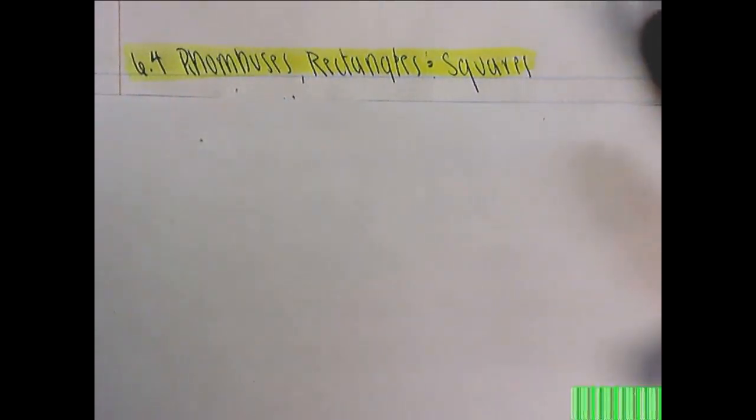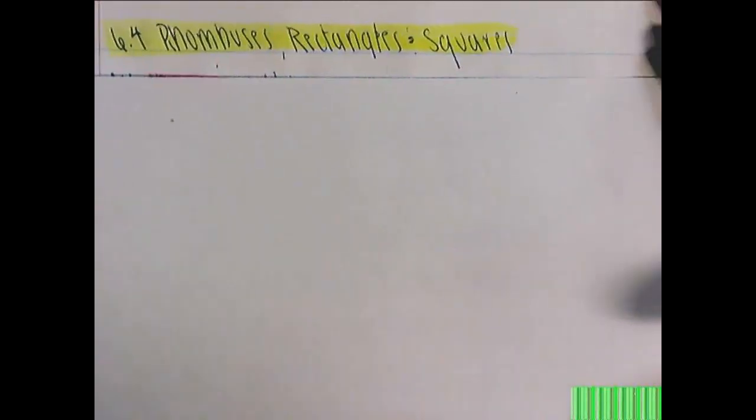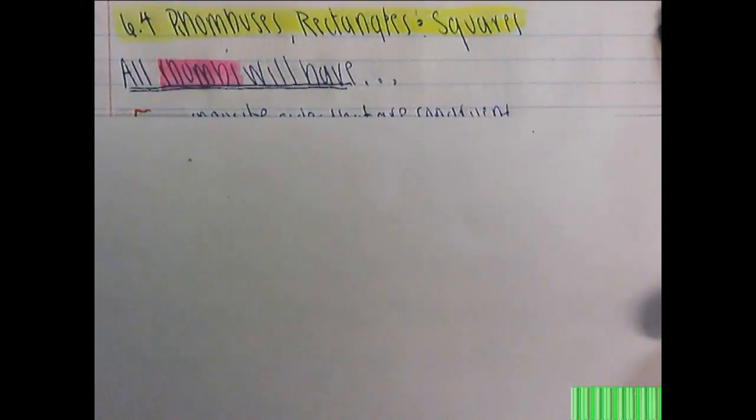Hey guys, 6.4: rhombuses, rectangles, and squares. Kind of like what we were doing with parallelograms today in class. So what we want to talk about is a rhombi.